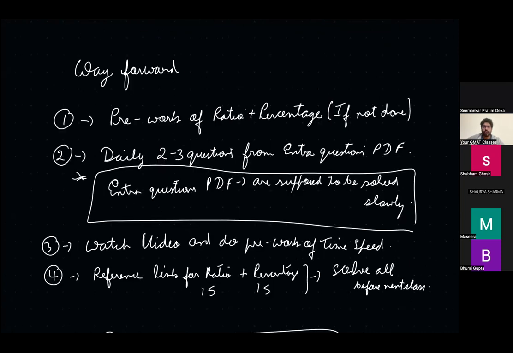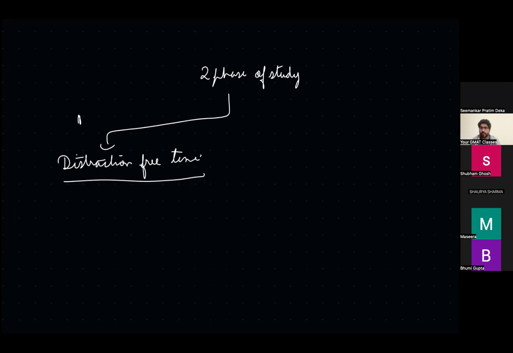No? Okay, thank you. Now, see, you need to have two phases of study. One is distraction free time. It can vary from right now. I'm giving you some freedom, 1 to 2.5 hours, not more than 2.5 hours at a stretch. It should be 100% distraction free.